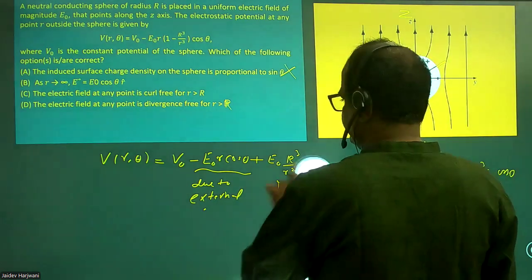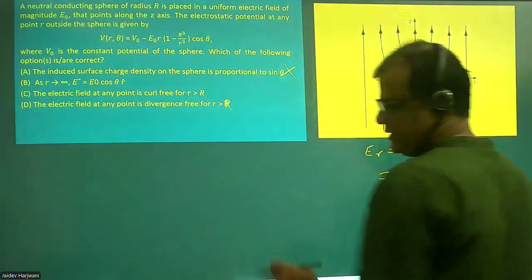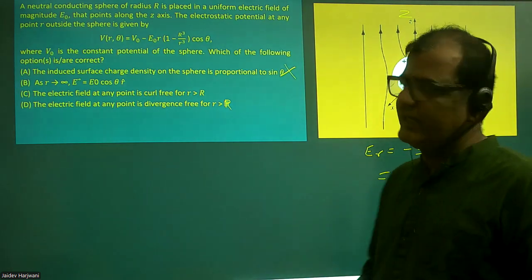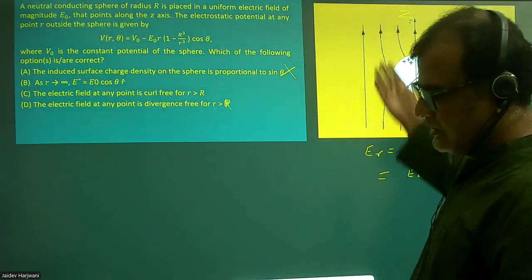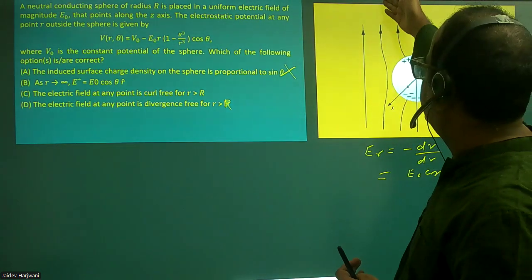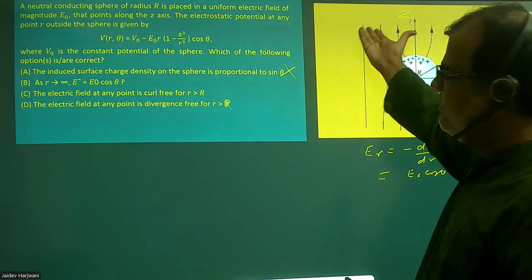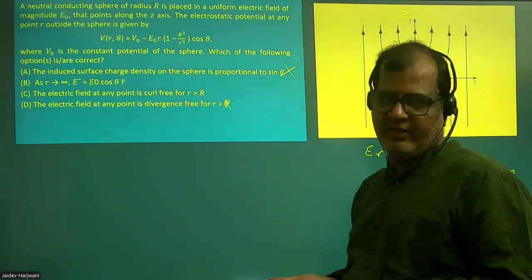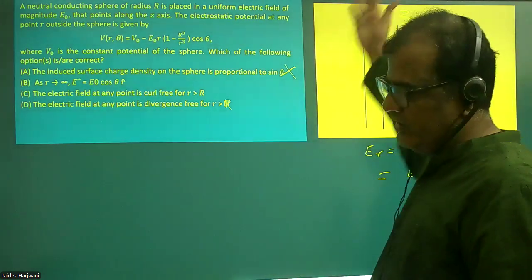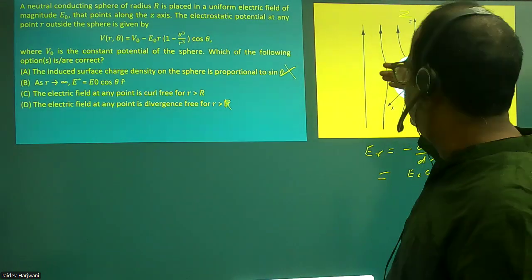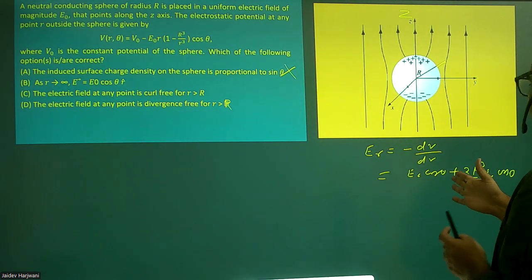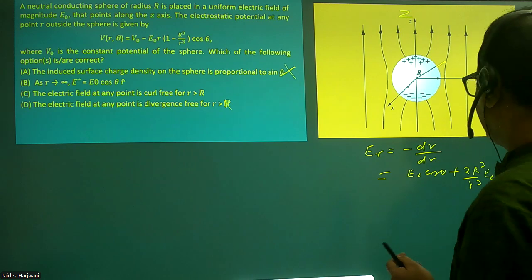Now, they are asking at r infinite. Without solving, you can tell directly that because the sphere is in a uniform electric field, if you go far away you will only be left with the external electric field. The induced effect will not be present at far distances; far from this object there will be only the uniform electric field. Anyway, we are calculating. You have E r. Now let me calculate E theta.